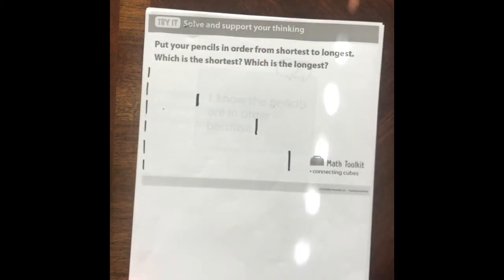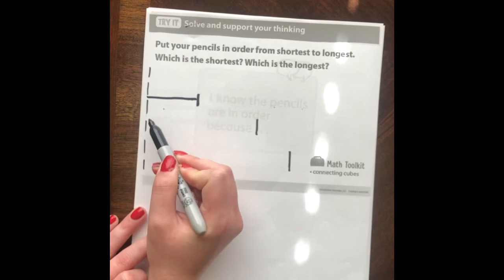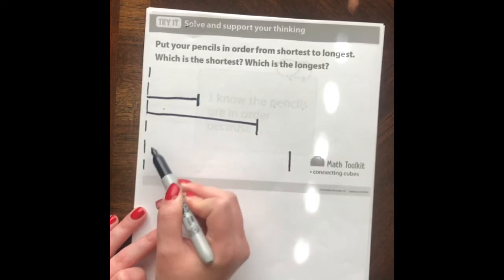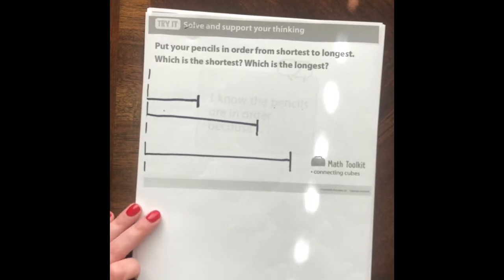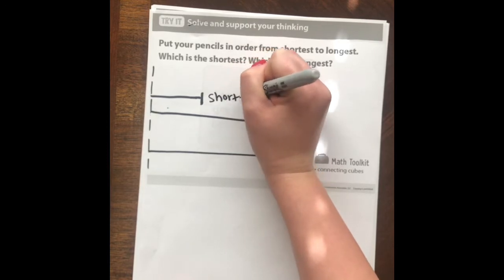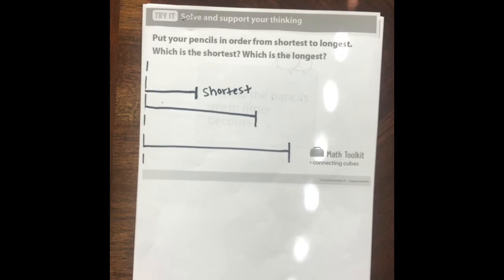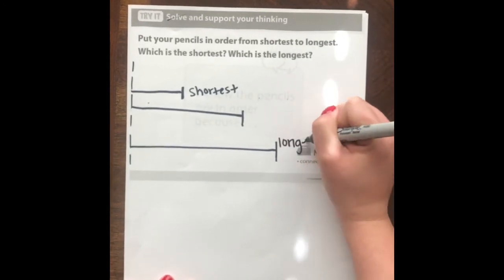Now I can remove them. That was my marker cap. That was my glue stick. And that was my marker. So which one was the shortest? This top one was the shortest. Which one was the longest? The marker was the longest.